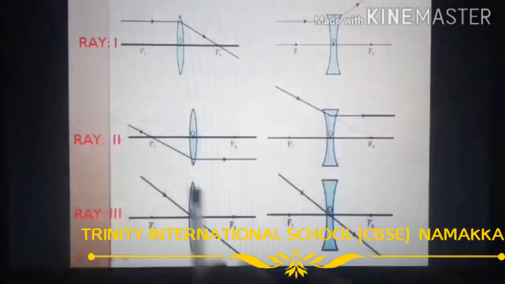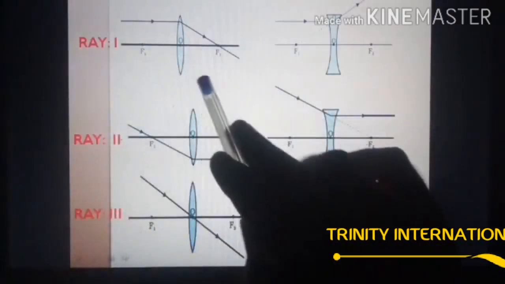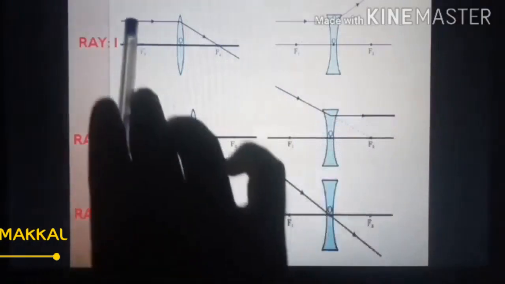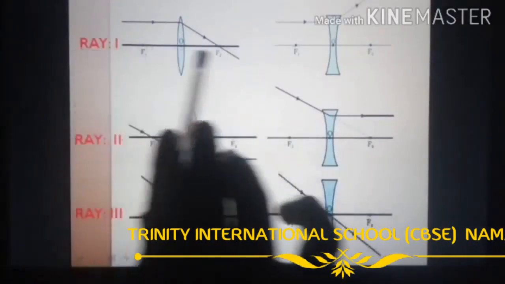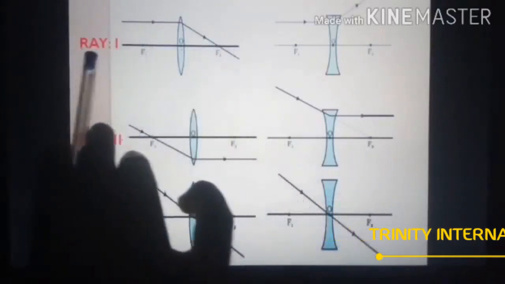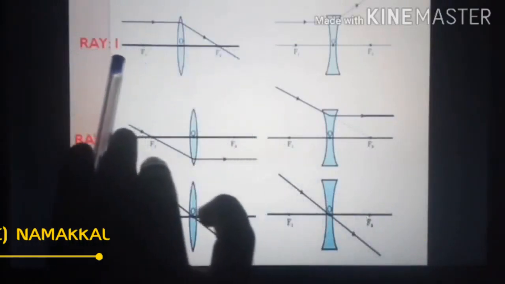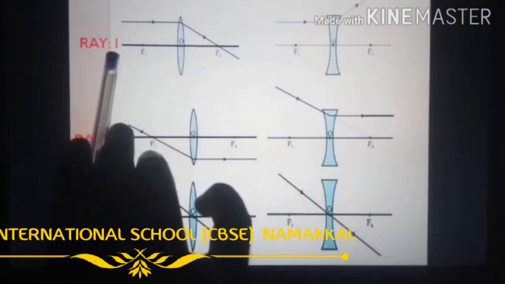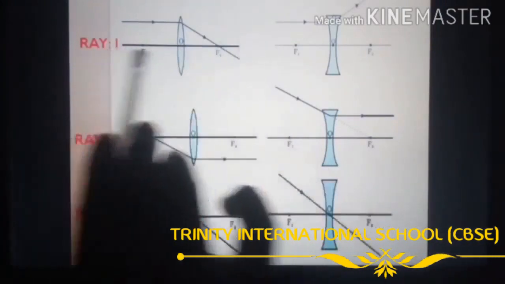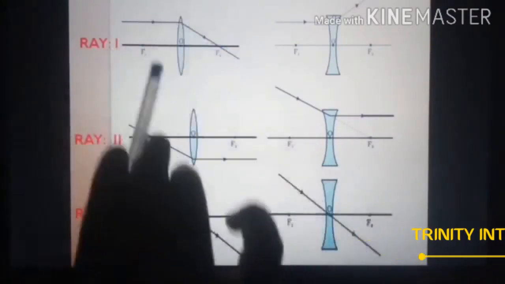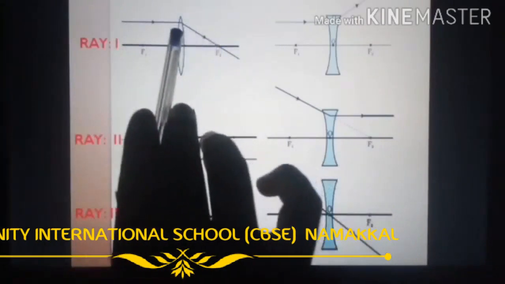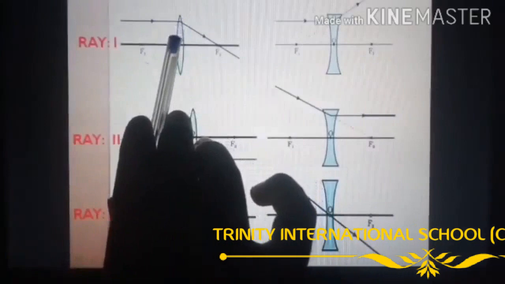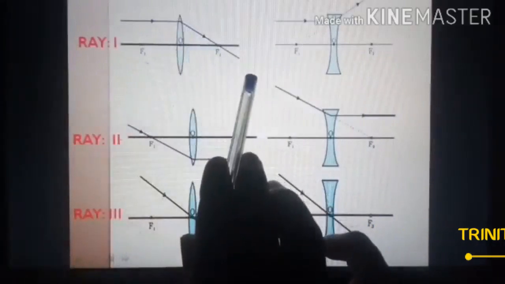So what are the three rays? Now we are going to discuss. The first ray is the ray parallel to the principal axis. This line is called the principal axis. That is the line passing through the optical center and focus, called the principal axis, simply the axis of the lens. So the ray passes parallel to the axis. After refraction by a convex lens, it passes through the principal focus of the lens.